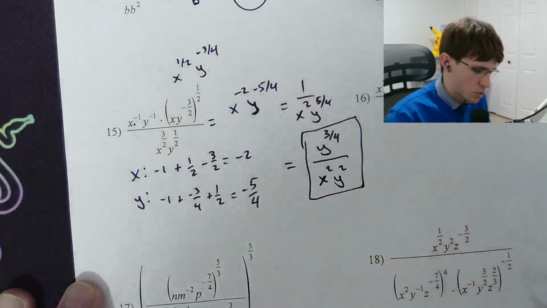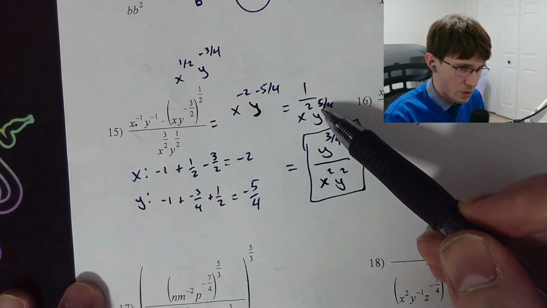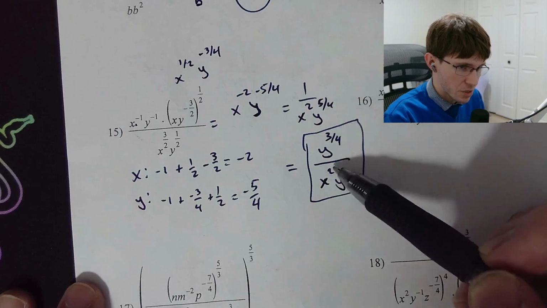I'll repeat one more time just in case you're confused where the y squared came from. We figured out that I had to add 3 more to get the 8. 8 divided by 4 is 2.